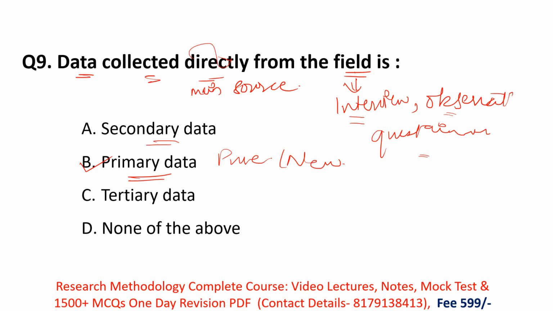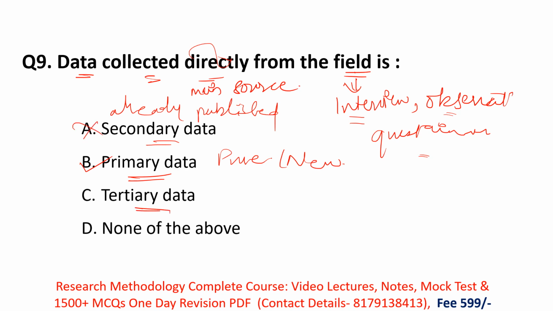Option A is secondary data. Secondary data means data which is already published. Already published data means whatever data is present in newspapers, articles, or journals, and it is known as secondary data. What they are asking about is data directly from the field, not published data. So here option A is incorrect.